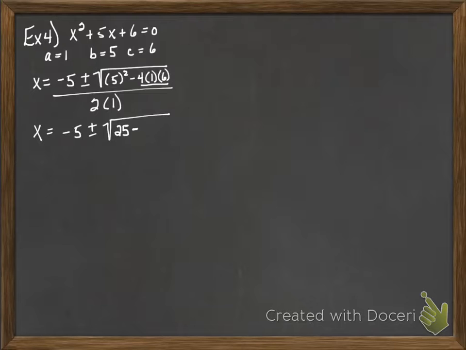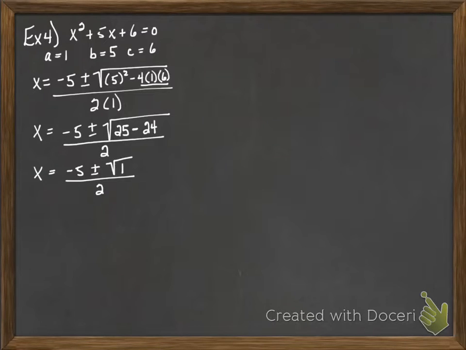4 times 1 times 6 is 24. You've got to multiply before you can subtract. All over 2 times 1, which is 2. You're going to continue to simplify everything that is underneath the square root until you get one number. We don't have one number yet, so let's continue to work under the square root. So 25 minus 24 is 1.